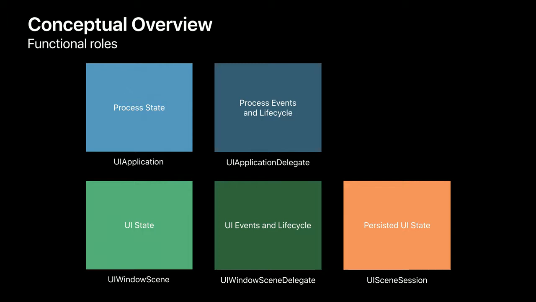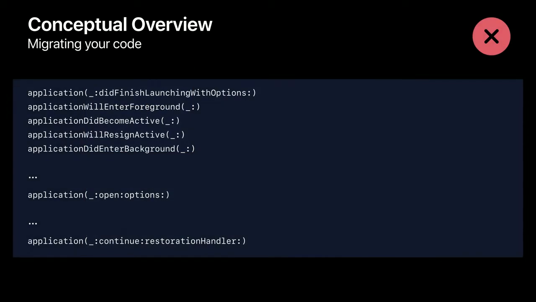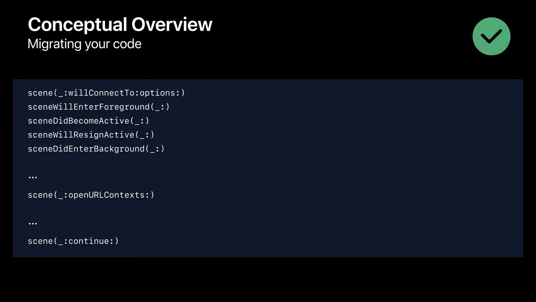Now, you might think that this is a lot of complicated API. So if you have code like this in your application right now, you're going to have to make a really big change and move your implementation of these methods into these methods. For the most part, we've kept it as similar as we could. Application did finish launching becomes will connect to session. Entered foreground is entered foreground. It's just on the scene now instead of the application, and so on.